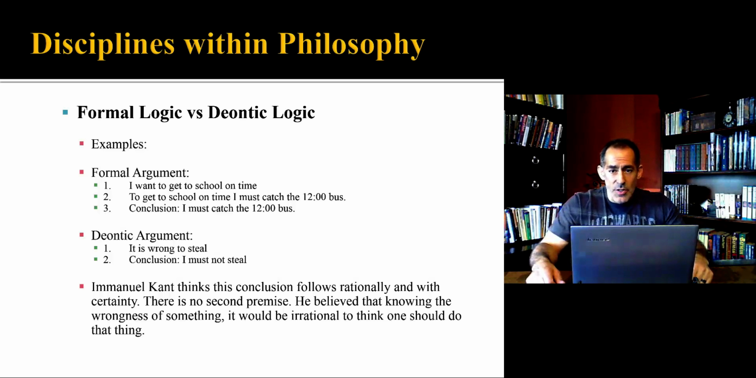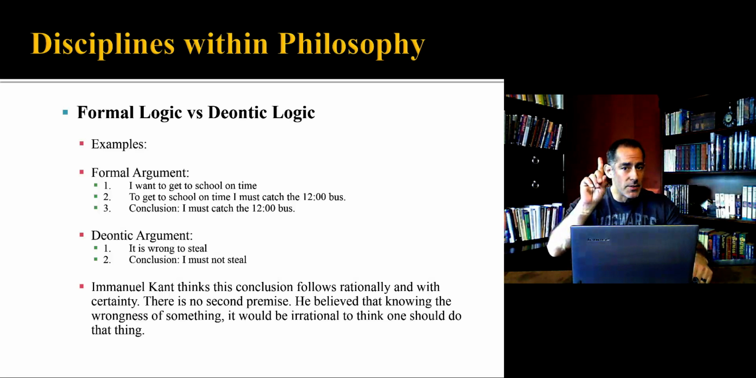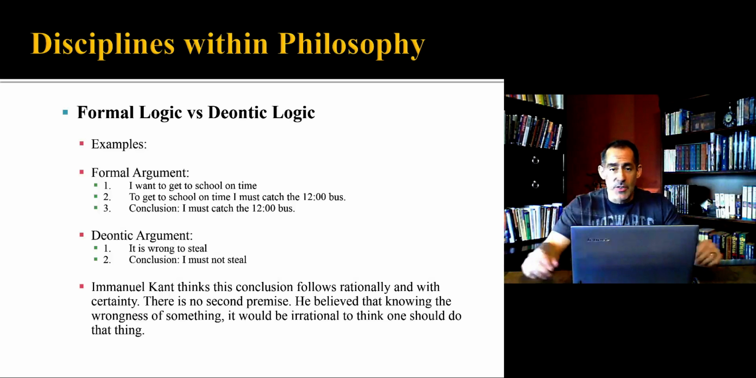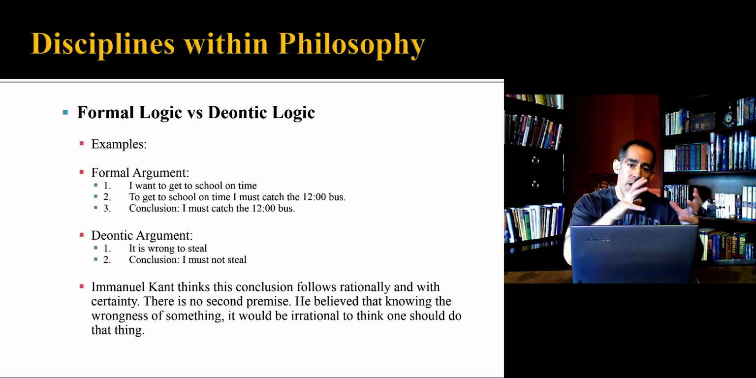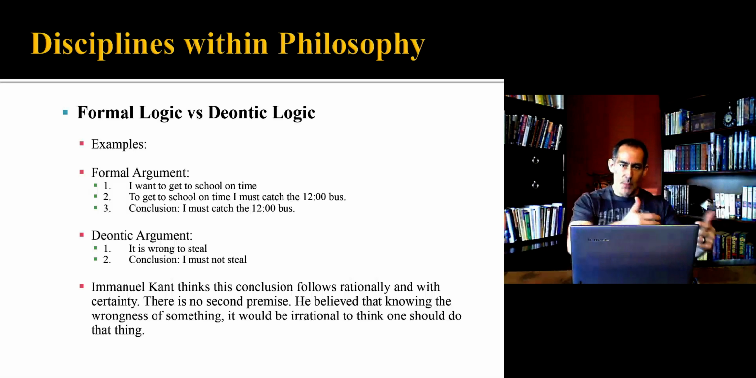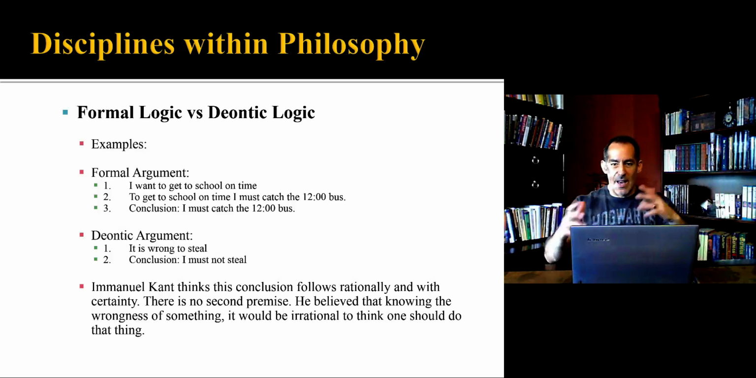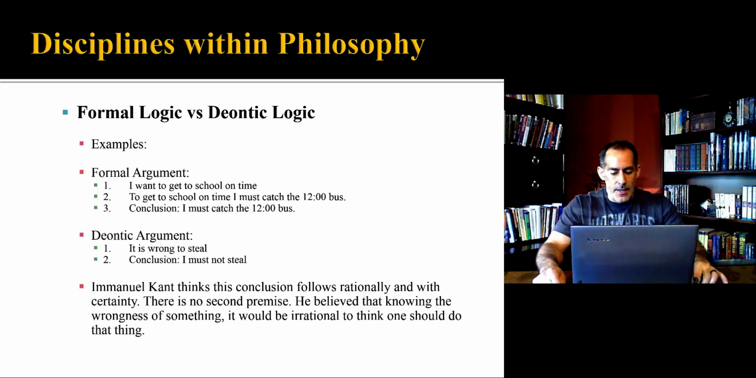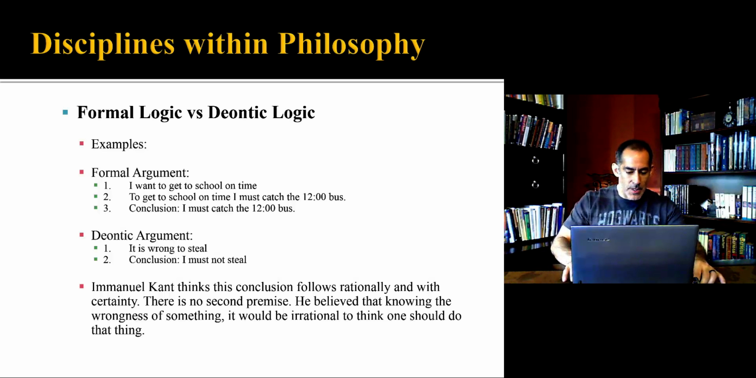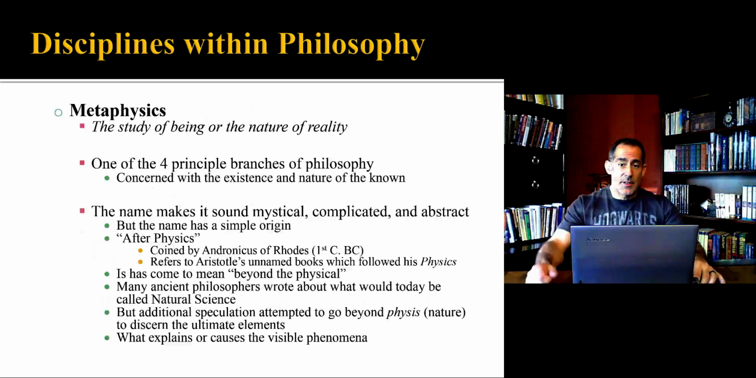A deontic argument, which deals again with ethical terms, might be something like this. It's wrong to steal. One premise. And the conclusion, I must not steal. It's like the wrongness of the activity includes already the concepts of I must not, I'm obligated in this way or that way, it's good or bad, etc., etc. So it's a very different type of logic. We'll talk about Immanuel Kant a little bit later. He, for instance, would have thought that the idea that it's wrong to steal clearly implies that you shouldn't do it. Anyways.